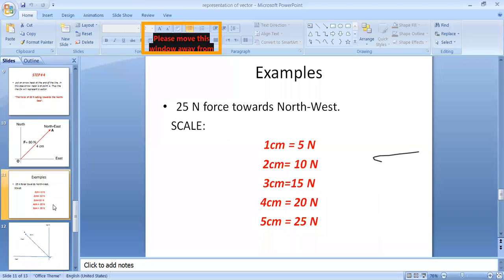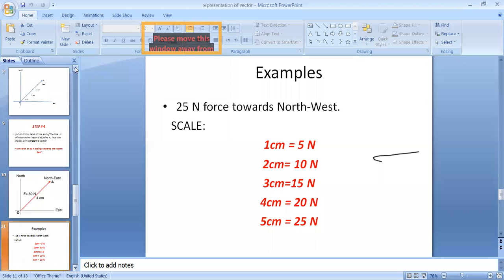25 Newton force towards northwest. So we will take the scale 1 centimeter equal to 5 Newton for our convenience. It is more convenient, I think. So 1 centimeter is 5 Newton, then 2 centimeter 10 Newton, 3 centimeter 15 Newton, 4 centimeter 20 Newton, and 5 centimeter equal to 25 Newton.